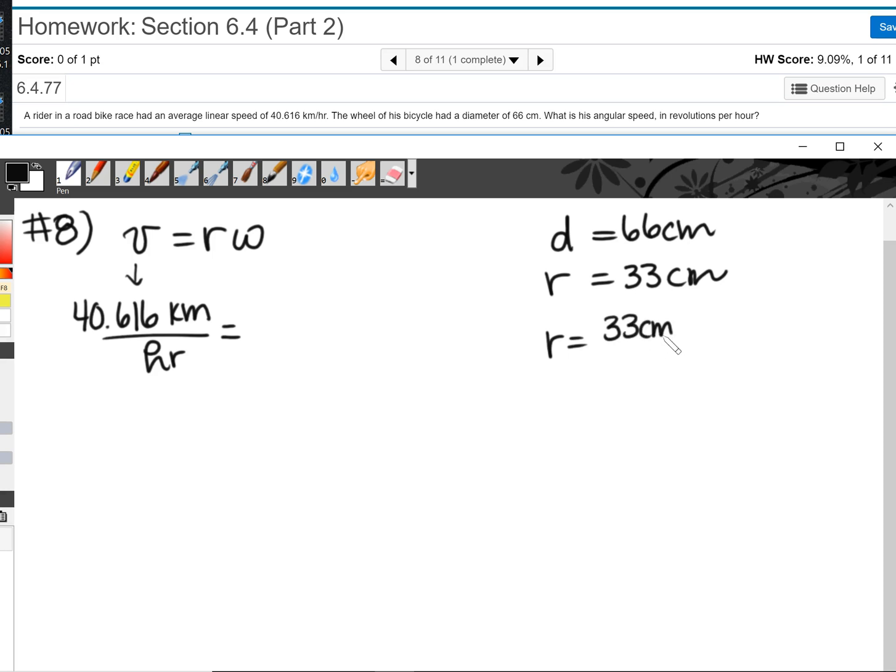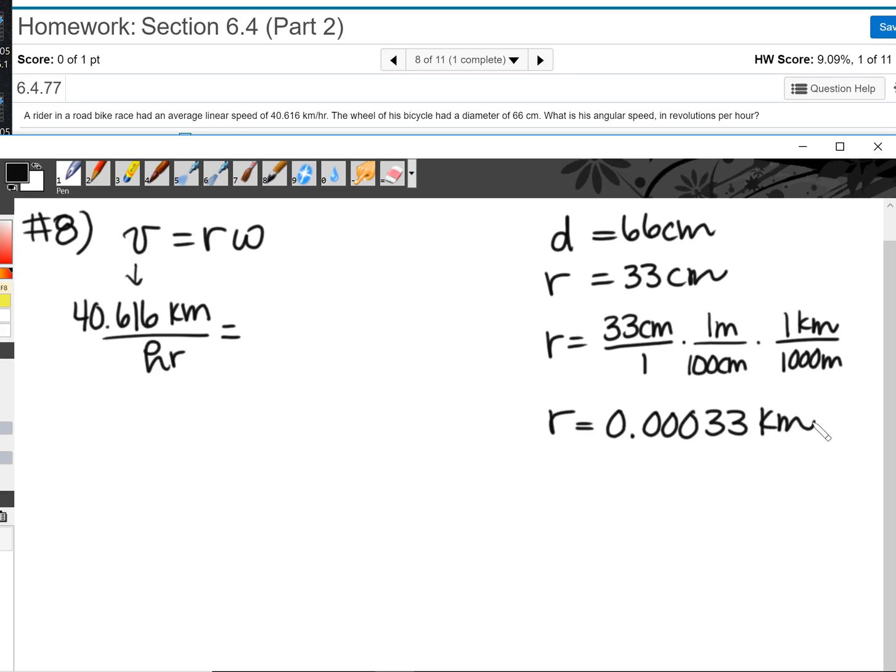So 33 centimeters. And I'm going to be honest with you, I'm not going to play tricks with you with unit conversions. The most you might have to do is something like feet to inches or feet to miles. You don't have to know this stuff too much, and I hope I'm going to get this right. I do teach this. There are 100 centimeters in 1 meter, and then there are 1,000 meters in 1 kilometer, I think. So my r is 0.00033 kilometers. That makes sense. That should be pretty small.